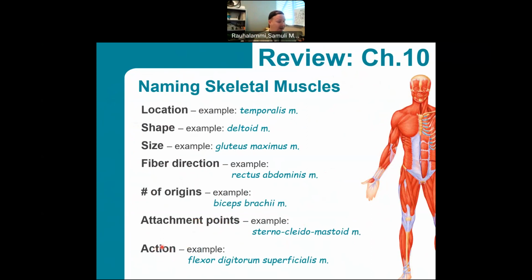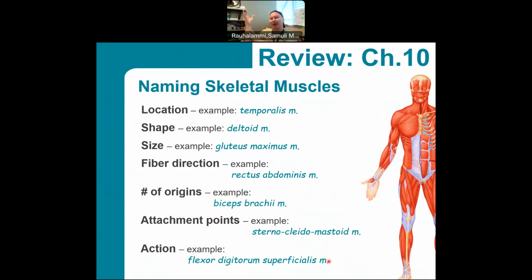Another one that I have listed on here is that the muscle's name might tell us about the action, named for the action that gets produced by that muscle. A lot of muscles are either flexors or extensors. Are they reducing the angle of the joint, being flexors, or are they extending, increasing the angle? So again, a lot of things that we can learn there simply based on the name of the muscle.